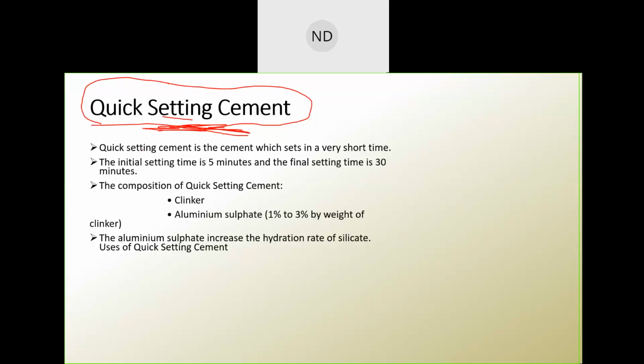So it is mentioned, quick setting cement is the cement which sets in a very short time. The initial setting time is 5 minutes, whereas other cements may take a minimum of 30 minutes to set, okay? So this is why it is called quick setting cement. The composition of this quick setting cement is what? Clinkers, then aluminium sulfate, 1 to 2% by weight of clinker. The aluminium sulfate increases the hydration rate of silicate. Uses of quick setting cement is what? It is used in underwater constructions, okay?